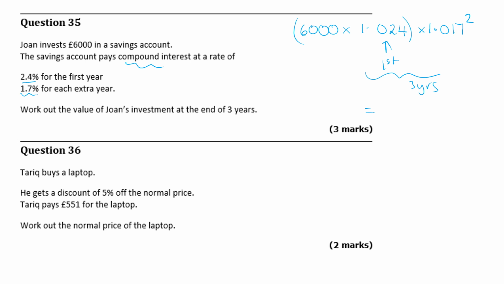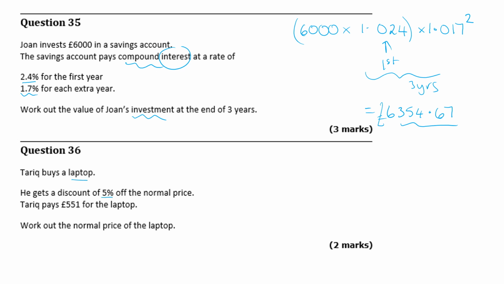Now if you just do all that sum together, 6,000 times 1.024 times 1.017 squared, you will get that she will have £6,354.67, and it's just asking us what's the value of her investment, which is all of that. If it said what was the value of her interest, then it would just be the £354.67.